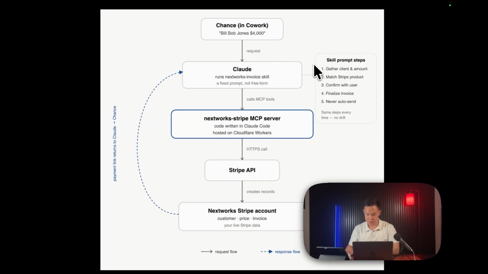The skill's steps in our case is it's going to gather the client and amount, match the Stripe product. If you have a Stripe, you're going to have products in there already. Confirm with the user that everything's good, finalize the invoice, and then give you a link back. How it's going to interact with Stripe is it's going to use a pre-built Stripe connector that is out of the box. You can just add it in Claude, which I'll show you how to, and you just need to authorize it. We were originally going to create a custom MCP server connector, but we don't need to do that.